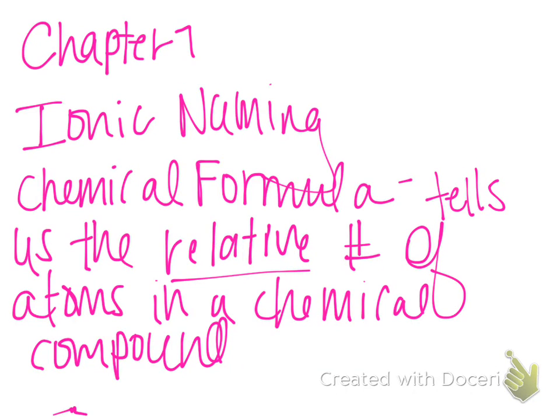Okay, so we're starting with ionic naming, and those are specific types of chemical compounds. But we have to look at basically what a chemical compound means to begin with. So when it says it's a relative number of atoms in a chemical compound, do we know why that term relative is in there?